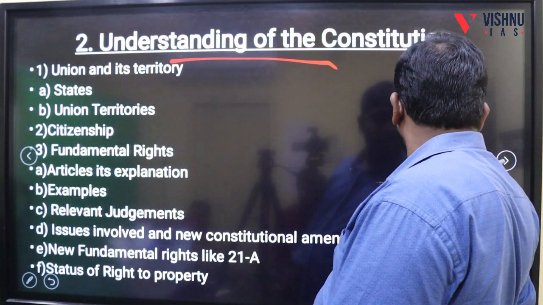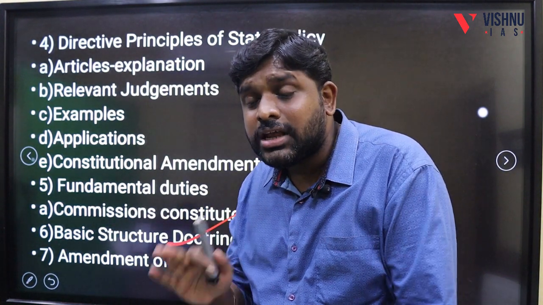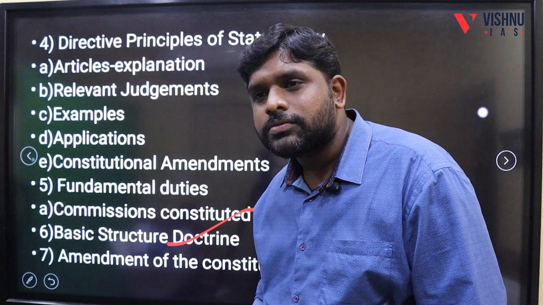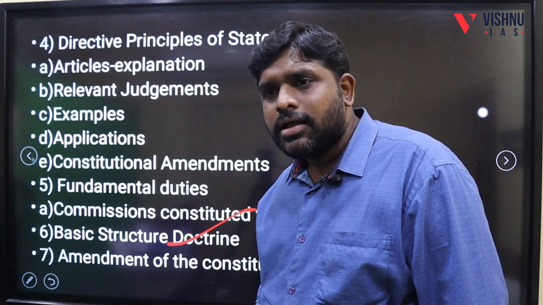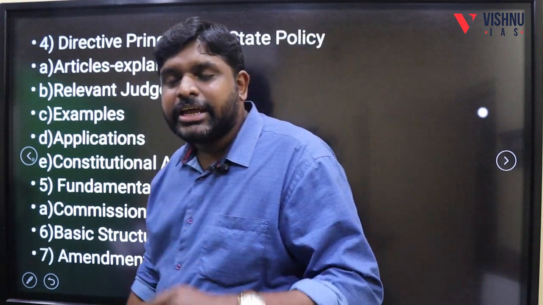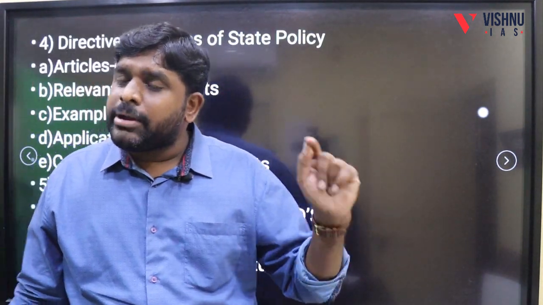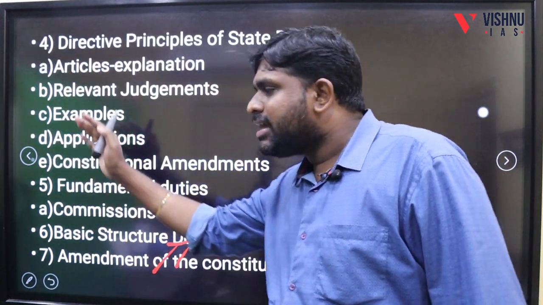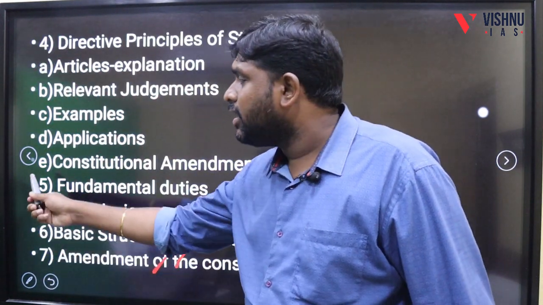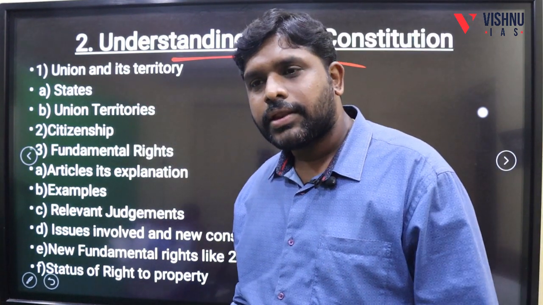Understanding of the constitution. Basically, the basic structure doctrine is also part of understanding the constitution; we will do it. And the constitution getting amended, Article 368: how many types of amendments, what are the amendments, where did the major amendments to the constitution happen? In that way we will be following. This is the second section, called understanding of the constitution.